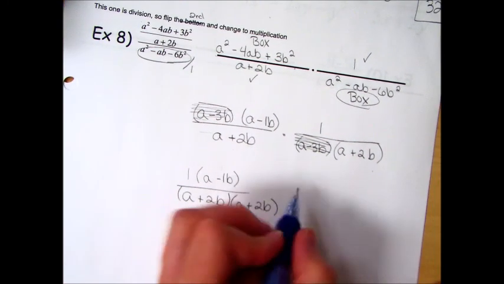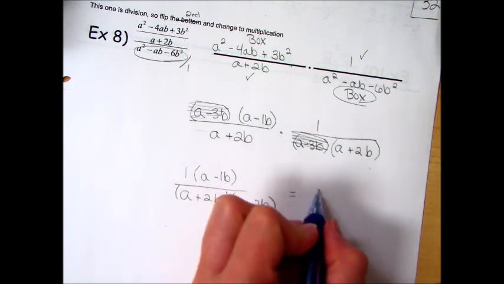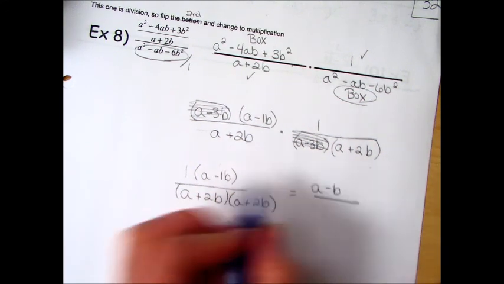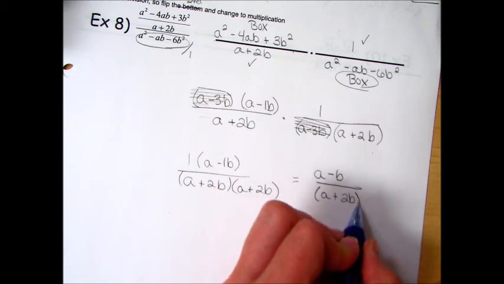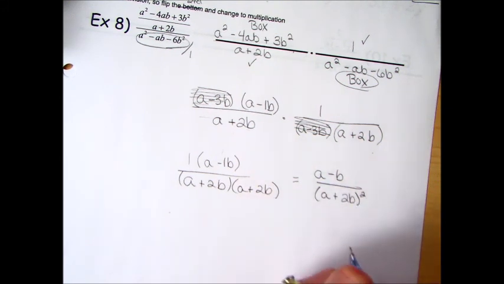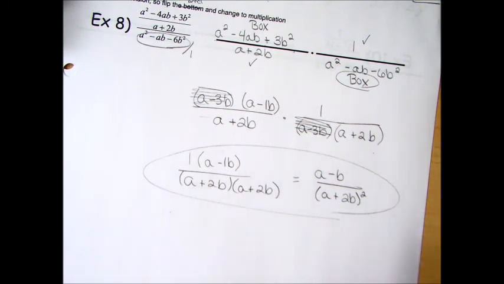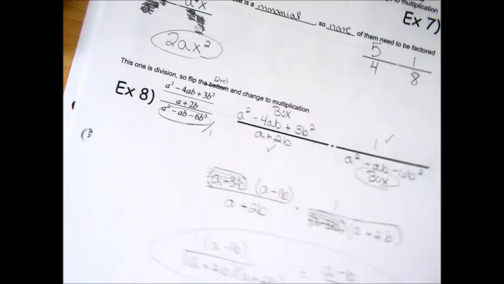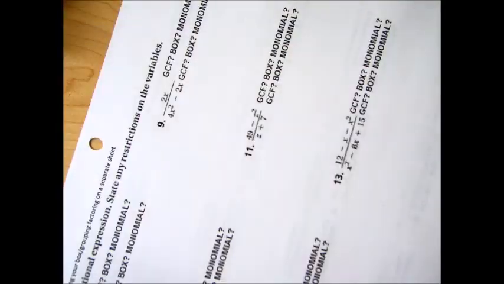If you want to rewrite this and clean it up a little bit, that's really just A minus B on the top when you distribute a 1. And if you see this, they'll probably make it look like this. They'll have it squared like that, because there's 2 of them. Either answer is acceptable. Hopefully your factoring skills are looking really strong.